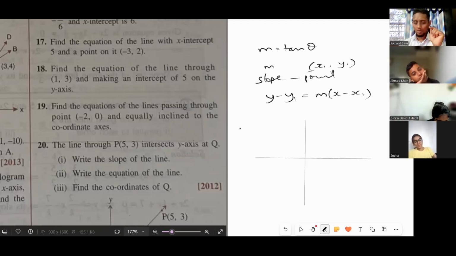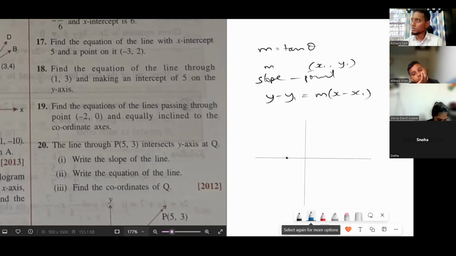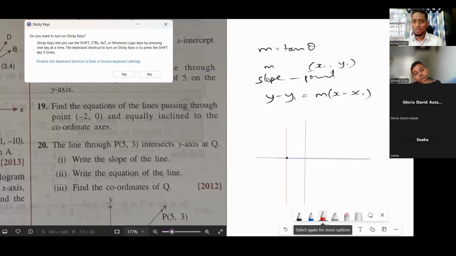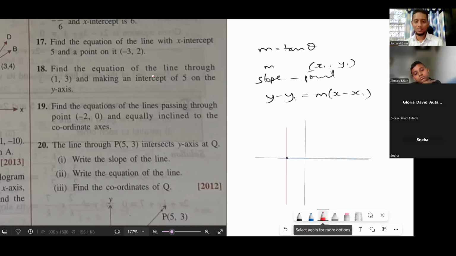So (-2, 0) is somewhere over here, and equally inclined to the coordinate axis. Equally inclined to the coordinate axis means one line will be parallel to the x-axis, one line will be parallel to the y-axis. So one line is like this and the other line is like this. You have to find the equation of both these lines.